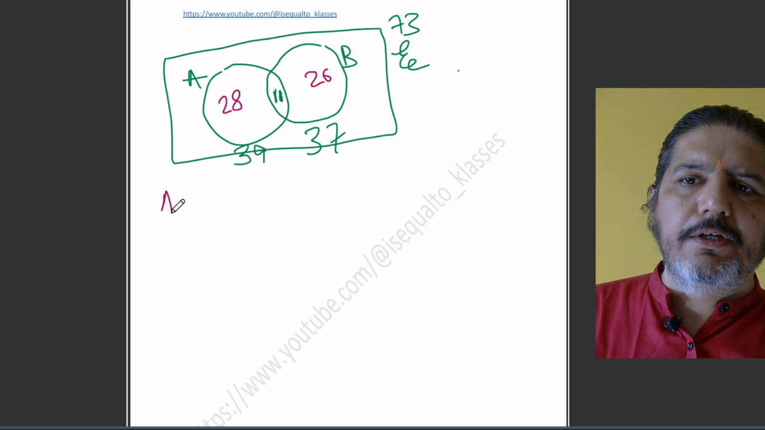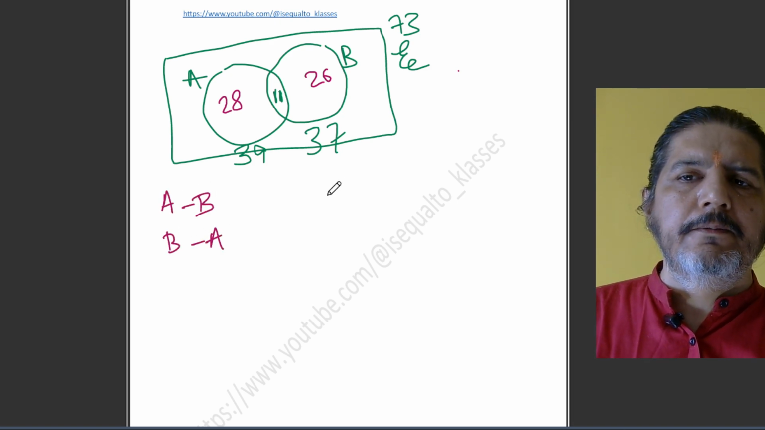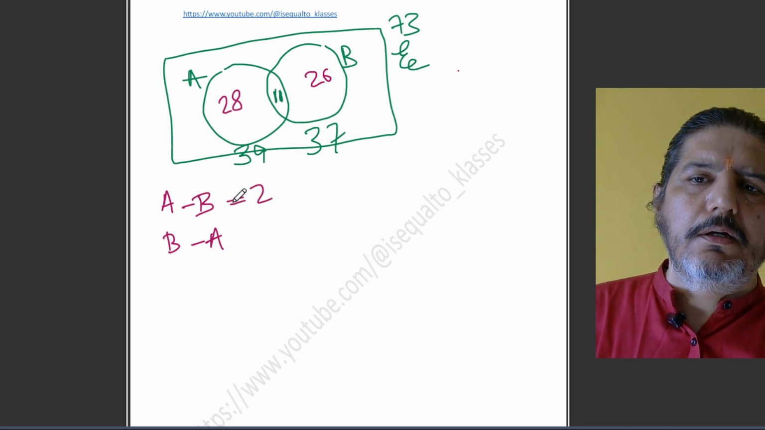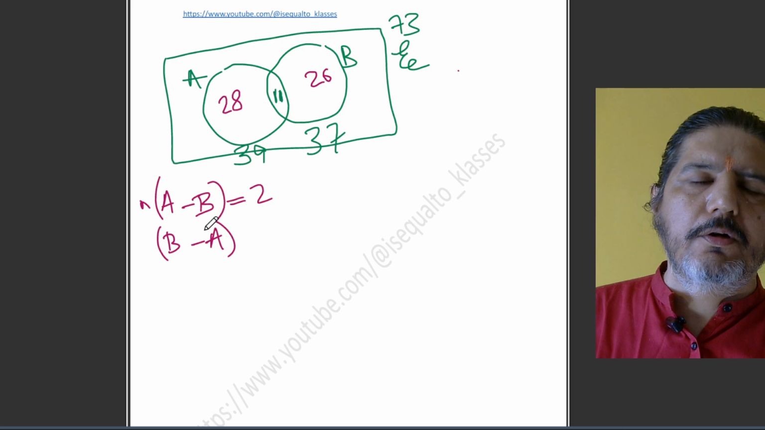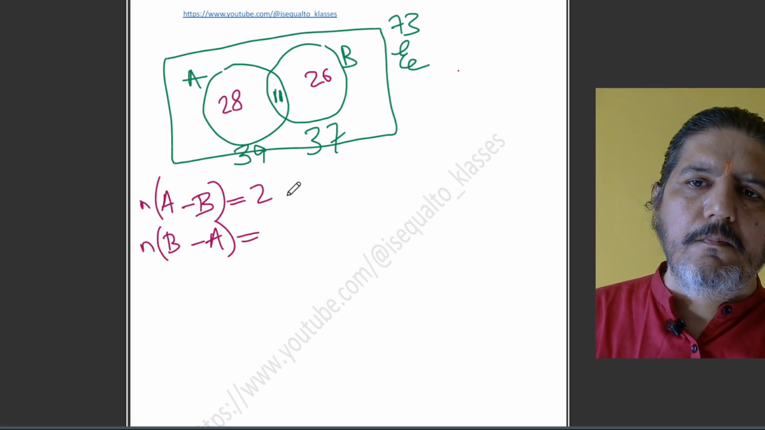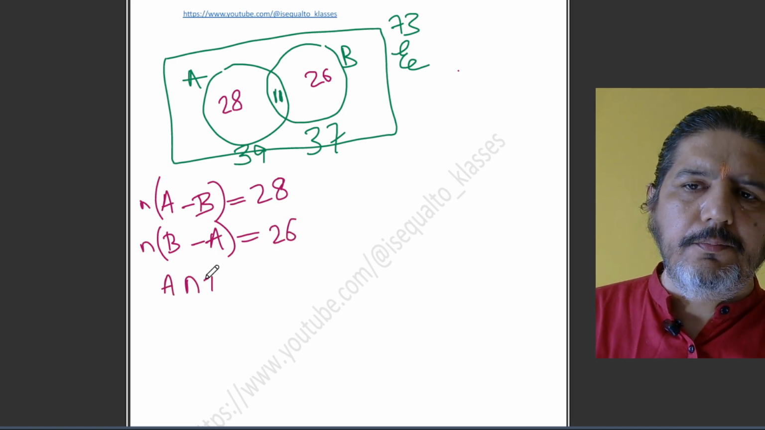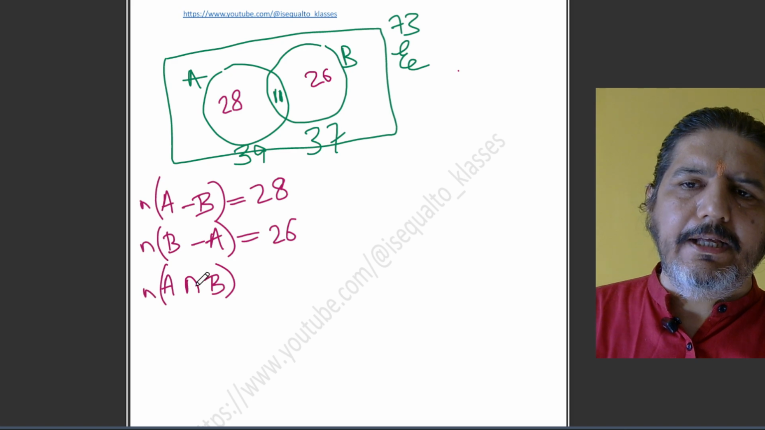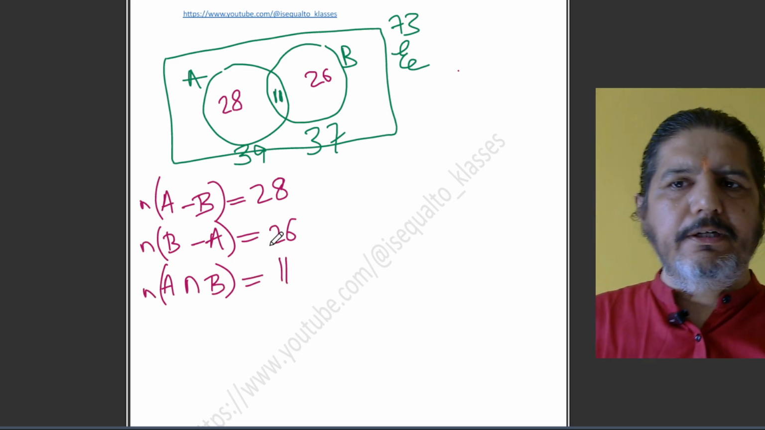So basically what I'm trying to say is, in terms of my terminology, the number of elements of A minus B would be 28, the number of elements of B minus A would be 26, and this 11 is basically A intersection B. In terms of my set terminology, this is what it implies.